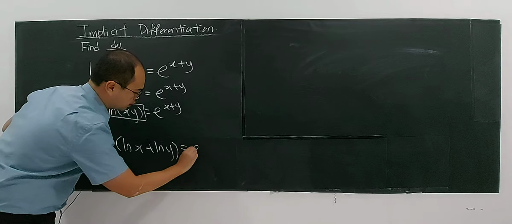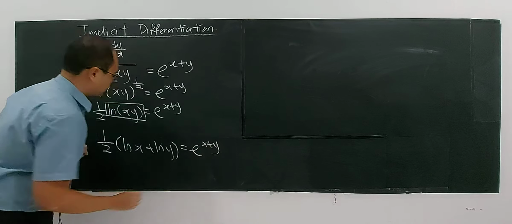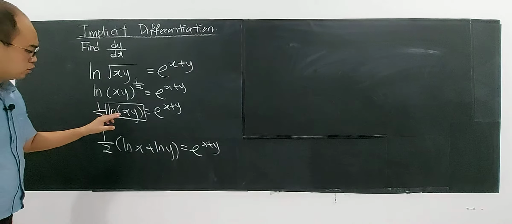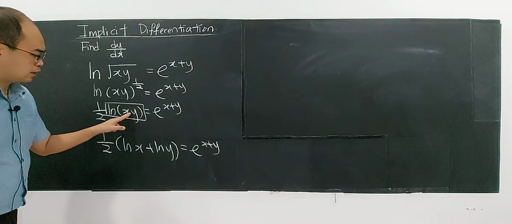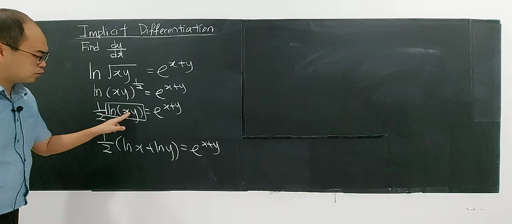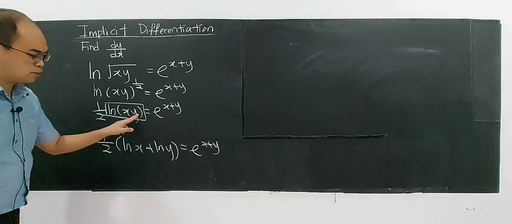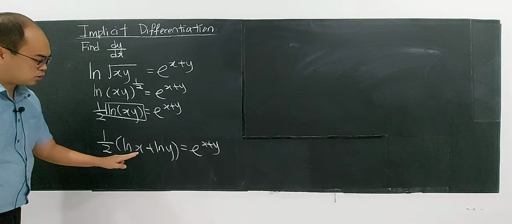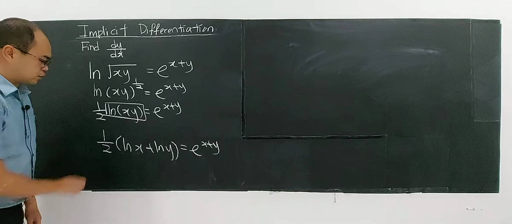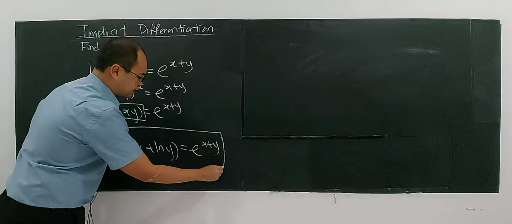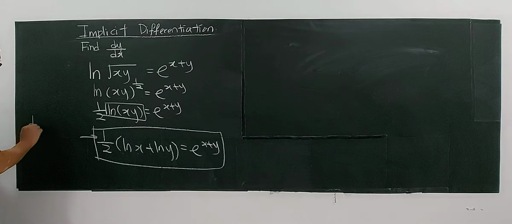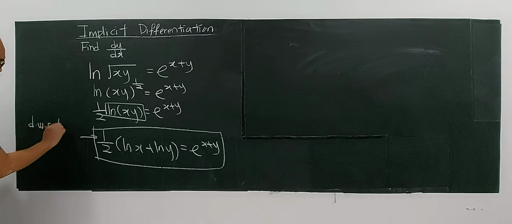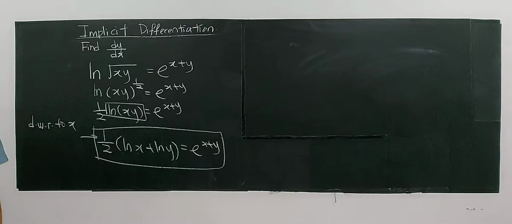Why can I do this? Because based on the rule of logarithm, ln of x multiplied by y, a function multiplied with another function, I can rewrite as ln x plus ln y. So starting from this line, I start to differentiate with respect to x. It will be easier to differentiate.